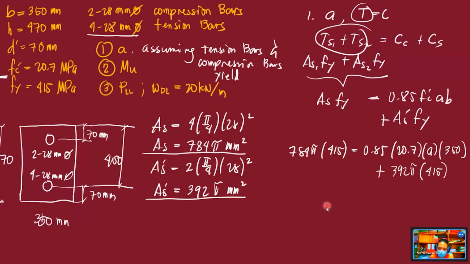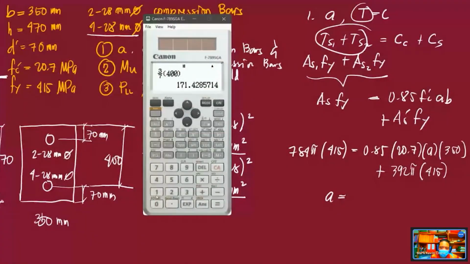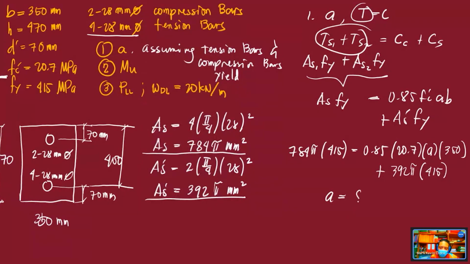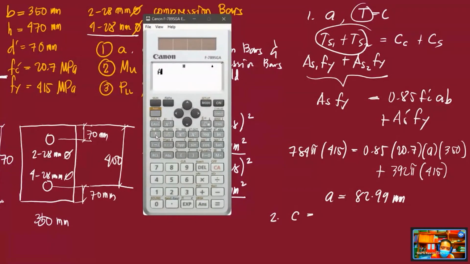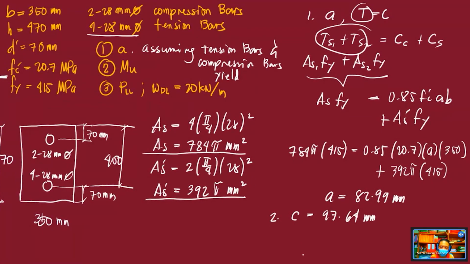Okay? Resolve for A. The A is 82.99. Okay? You have there 82.99. This is in mm. How about your C? This is your A, right? What is the second step? Verify your assumption. Your C is equal to, your A is 82.99. The answer is 97.64. This is in mm. So, you now have C.